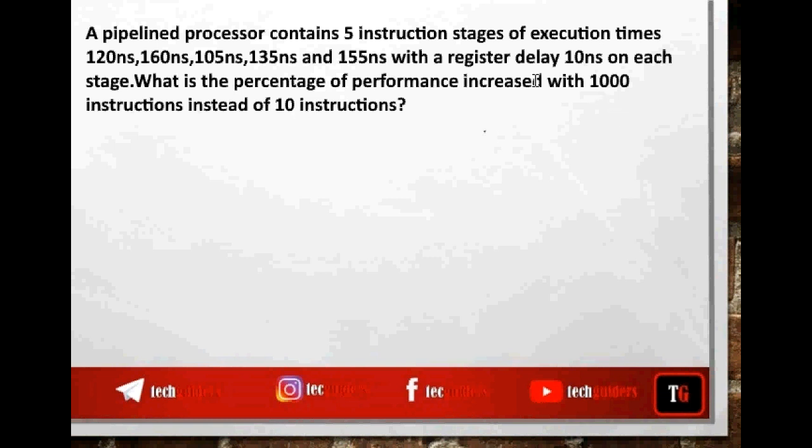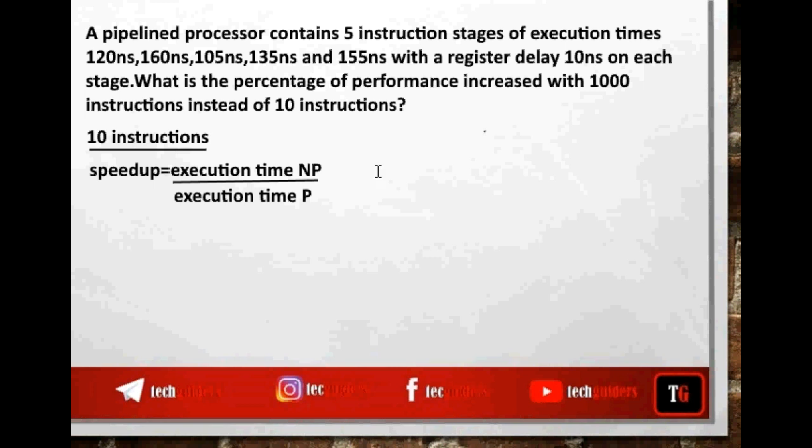So we have a 5-stage pipeline. The processing delay within each stage and the register delay is given. We need to compare the performance achieved by 1000 instructions with respect to the performance achieved by pipelining for 10 instructions. We know that as the number of instructions increases, the performance achieved by pipelining can be increased. So first we shall calculate the performance achieved by pipelining for 10 instructions with respect to speedup.